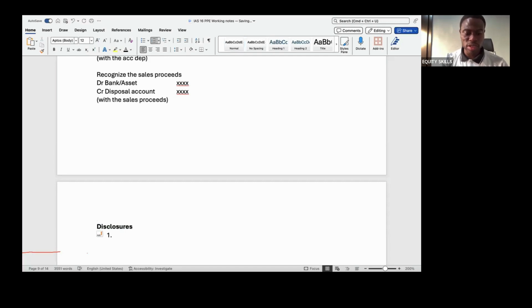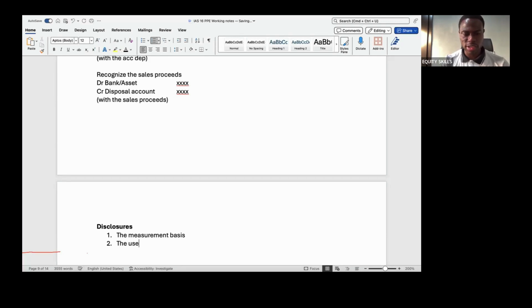And number one is the measurement basis you have used. Have you used a cost model or have you used a revaluation model? You need to tell us. There's no way anybody would know unless you tell us. Now we are using cost model. Okay, we have used revaluation model because it's a choice.